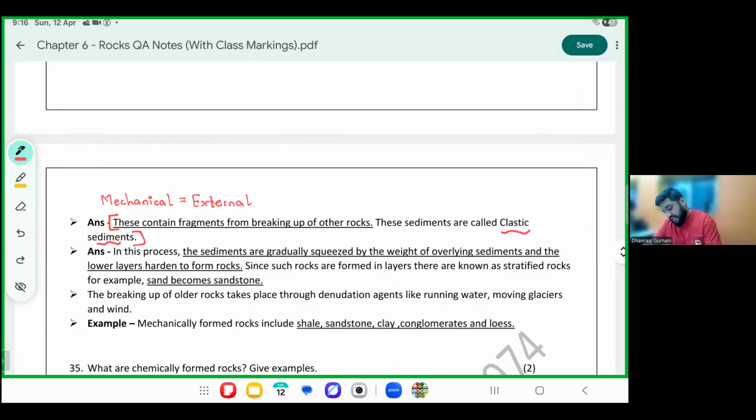In this process, the sediments are squeezed by the weight of overlying sediments called as external force. Please mark that.